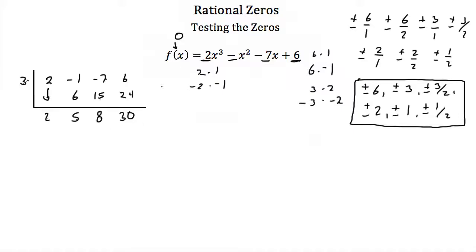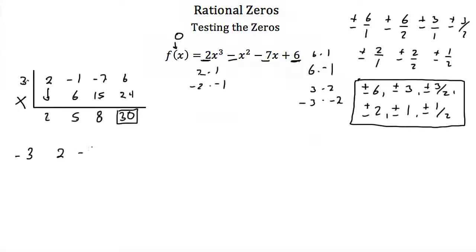Well, if this was a solution or a rational zero for this equation, this would have come out to be a 0. So that means 3 is not a rational zero that fits this equation. So next let's check negative 3.